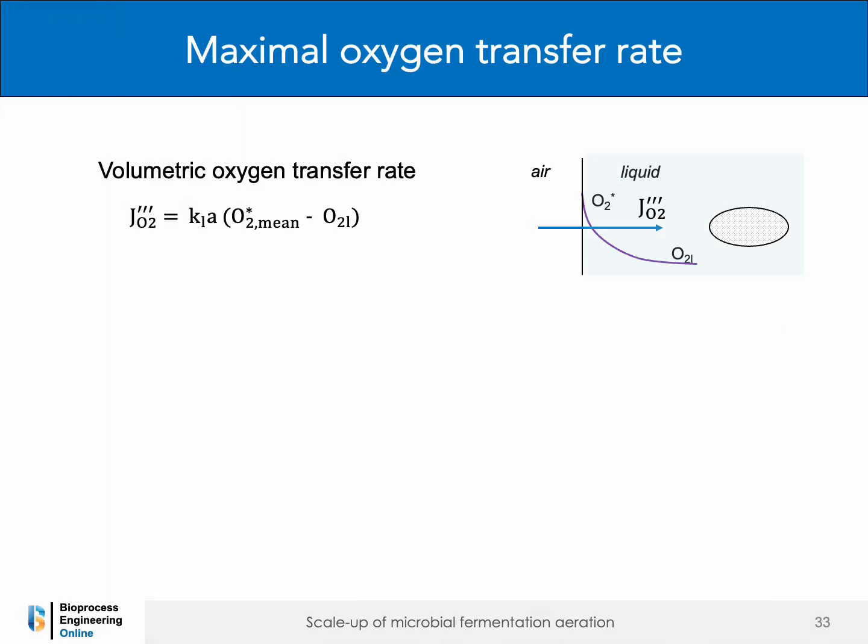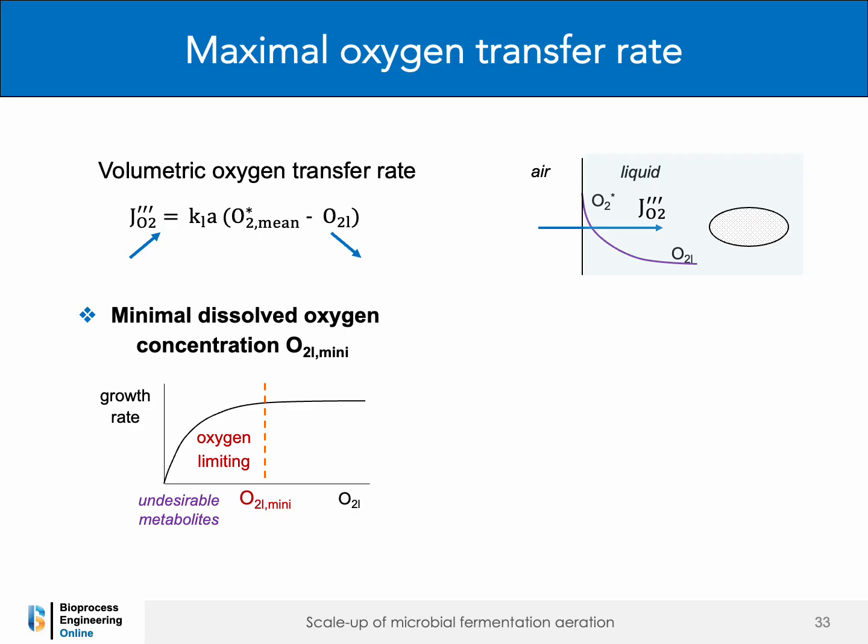The first step is to evaluate the maximum usable volumetric oxygen transfer rate, JO2/3 max. The volumetric oxygen transfer rate is given by JO2/3 equals KLA (O2 star mean minus O2L). The oxygen transfer rate increases with the driving force, O2 star mean minus O2L, and would be maximal if the dissolved oxygen concentration were allowed to approach zero.